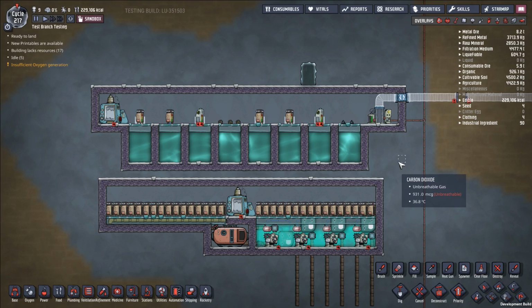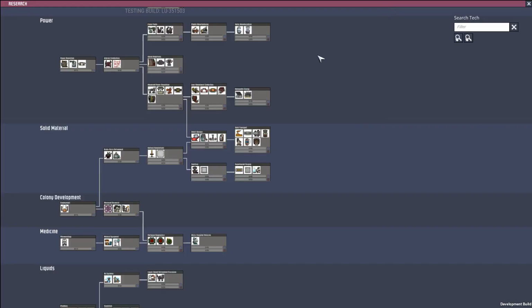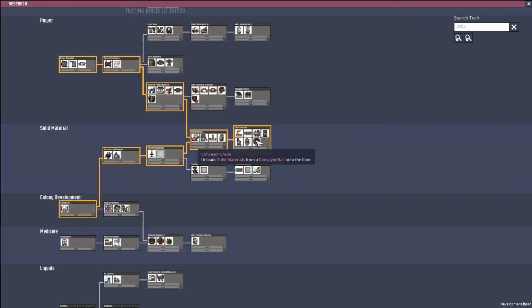And also, these systems still relied upon more or less reaching the same level of technology, which is that you need to get conveyor rails up. And that kind of has 2 problems with it. One is that conveyor rails are fairly far down in the research tree. I mean, this is 7 specific technologies you need to research before you can research the conveyor rail technology.